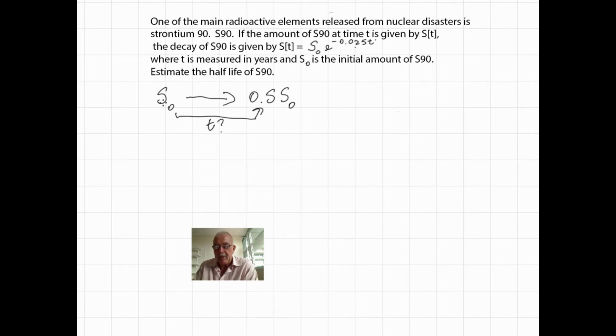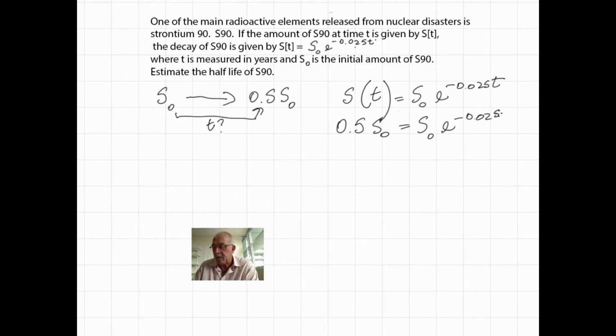That's what we're trying to find, the time that it takes to go from an initial amount to half the initial amount. So we've got S of t, our amount present, equals S0 e to the minus 0.025 t. Now that will tell us the amount that's present at any time, given that S0 is the amount present when t equals 0. So we want to find out what is the value of t when S of t is equal to that. So we've got 0.5 S0 equals S0 e to the minus 0.025 t. We don't need to know how much was present when t equals 0, or the initial condition.